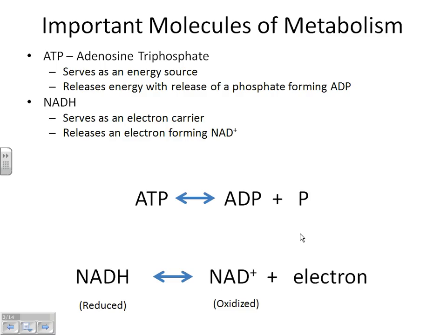Any of you that are going to take chemistry, though, let me give you a tip. Most of your chemistry teachers won't teach you this. If you have H's, it's reduced. The more H's you have on a molecule, the more reduced it is. That's the easy way to do it. Okay, and I made really good grades in organic chemistry. You do a lot of that. All right? So ATP, energy, NADH, electron carrier.